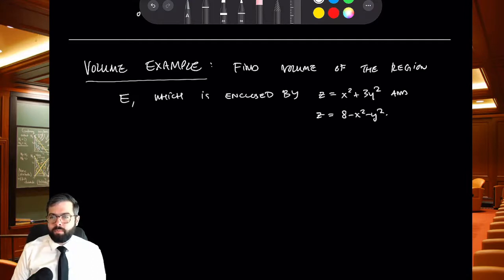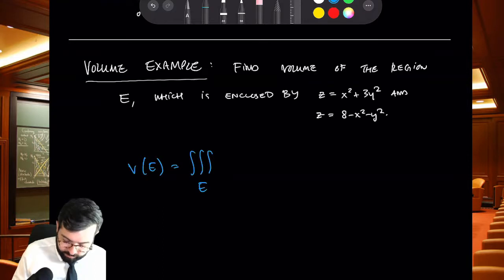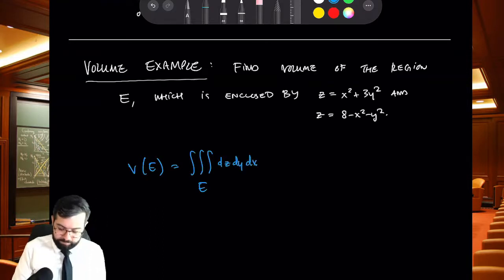So what we're going to do is compute the volume of this thing. And the hardest part of this is finding the limits of integration. So we're going to spend most of our time talking about that. But we know that the volume of E is given by the triple integral over E of dz, dy, dx.